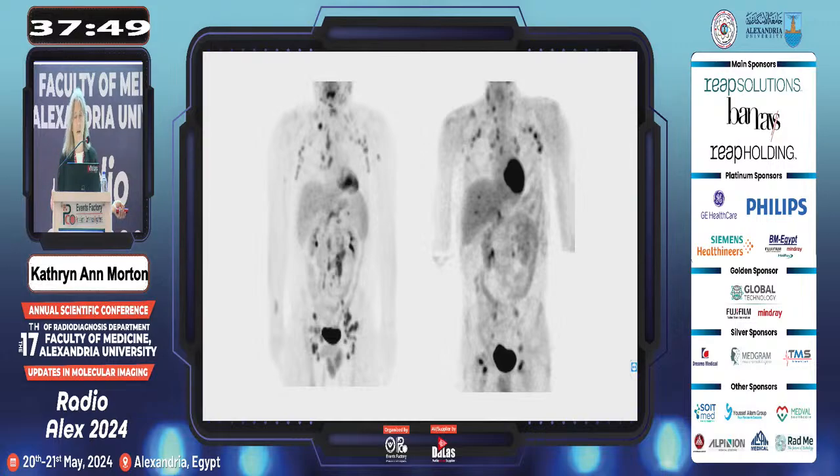And it can sometimes be difficult in a patient with HIV to know whether their lymphoma is improving or not because of the nodal disease. The nodal disease has been shown to correlate with the viral burden in these patients.